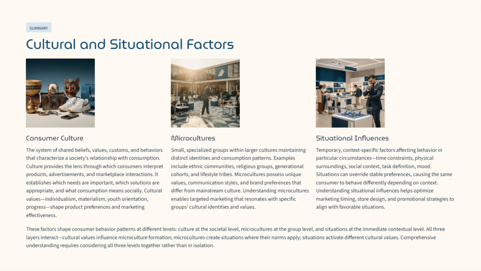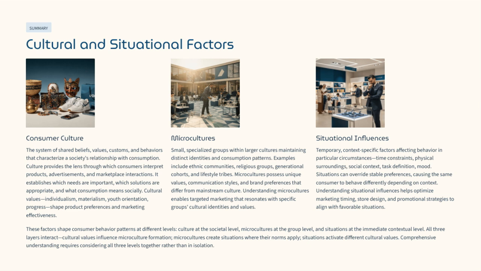First, we have culture at the societal level, which encompasses the broad shared values and norms of a society. Then, we move to microcultures, which are smaller groups within that society, like ethnic communities, religious groups, or even generational cohorts, each with their own distinct identities and consumption patterns. Finally, we have situations, which are the immediate, context-specific factors that influence behavior in particular circumstances, such as time constraints, physical surroundings, social context, or even mood.